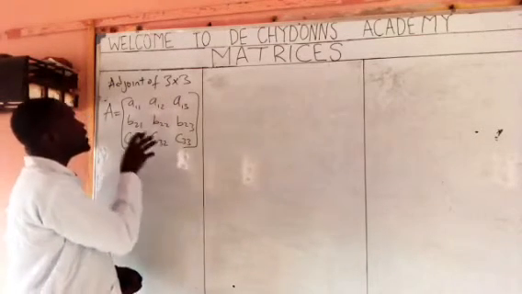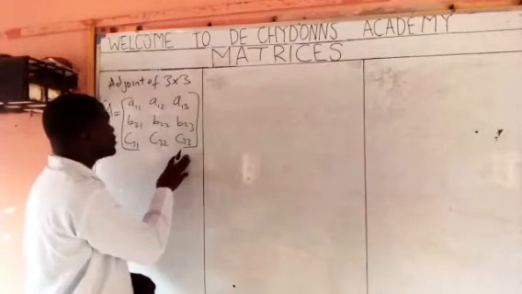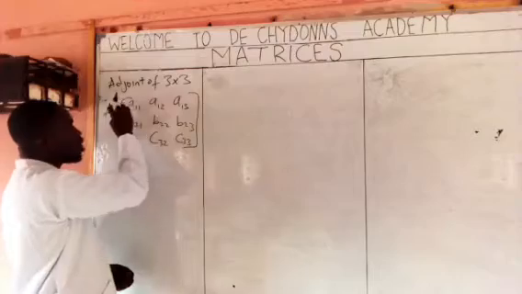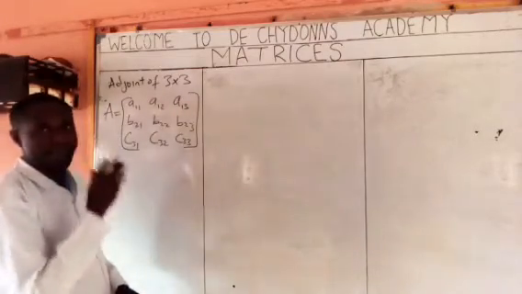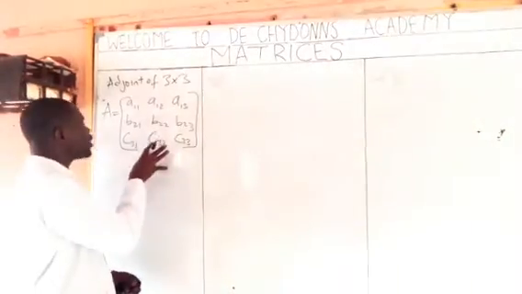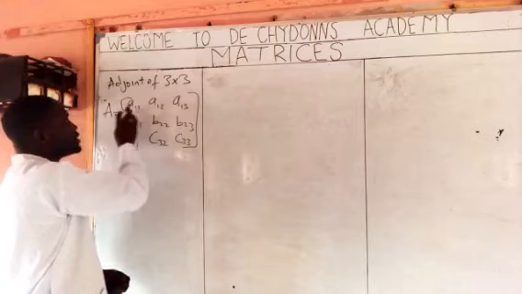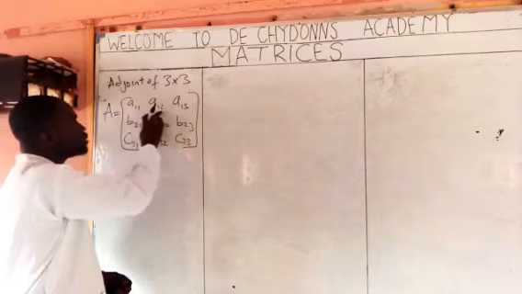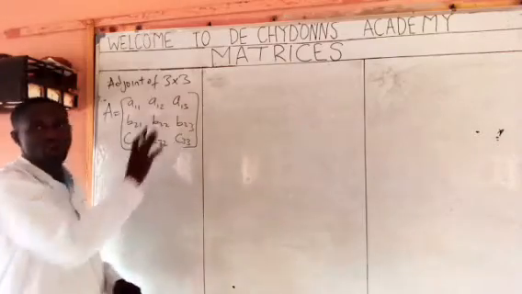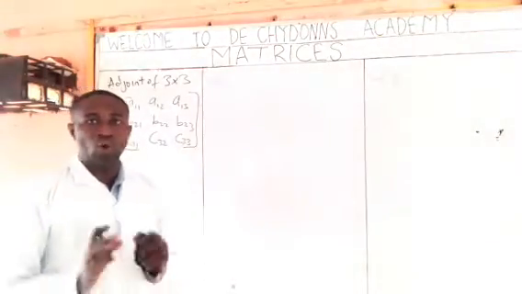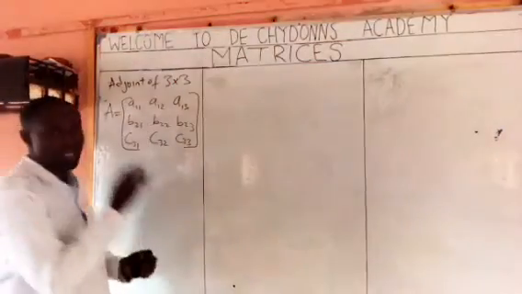Before you get the adjoint of this matrix, you know this is a 3 by 3 matrix. Yes, because the rows are 1, 2, 3 and the columns are 1, 2, 3, so 3 by 3. Now before you get the adjoint of it, you must get the sign of each of these elements: sign of A11, A12, A13, B21, B22, B23, and so on. Once you get their signs, then you can comfortably get their adjoint.